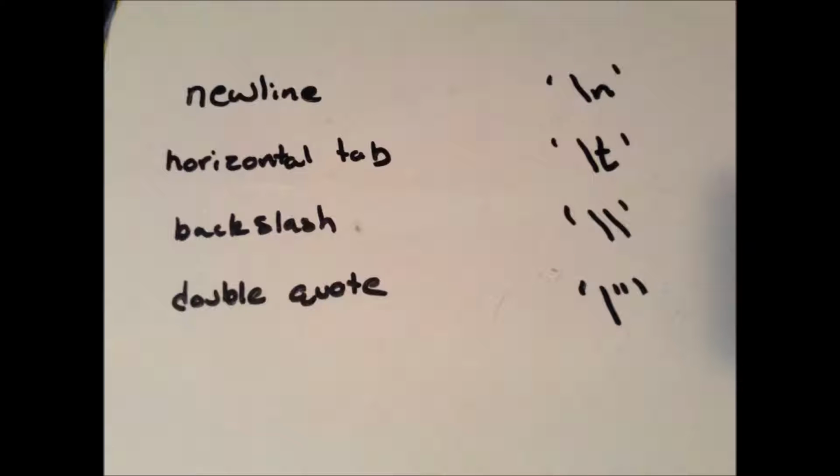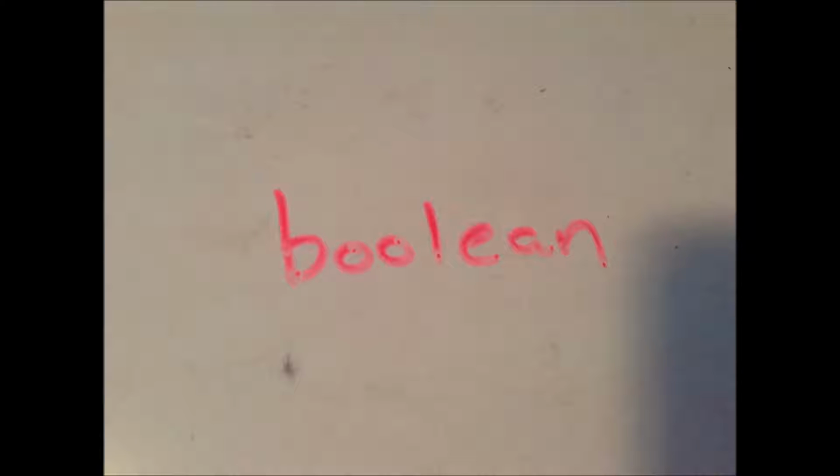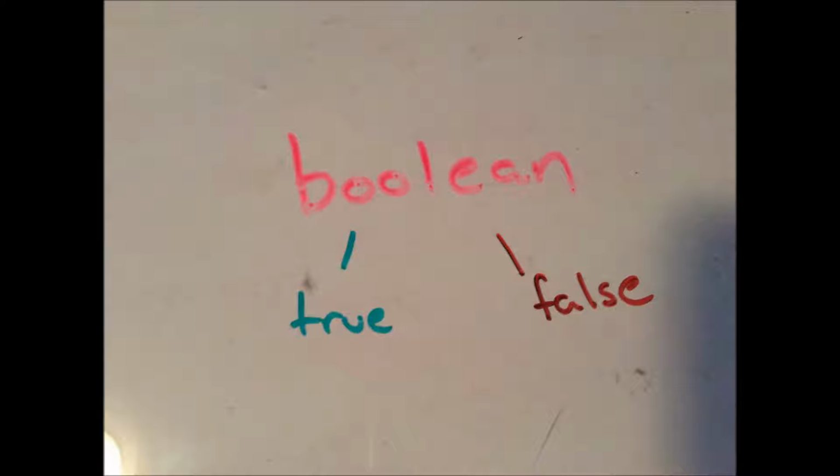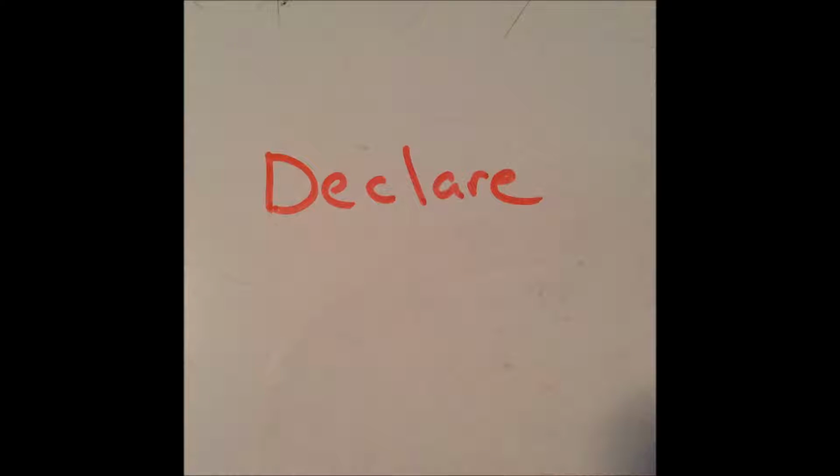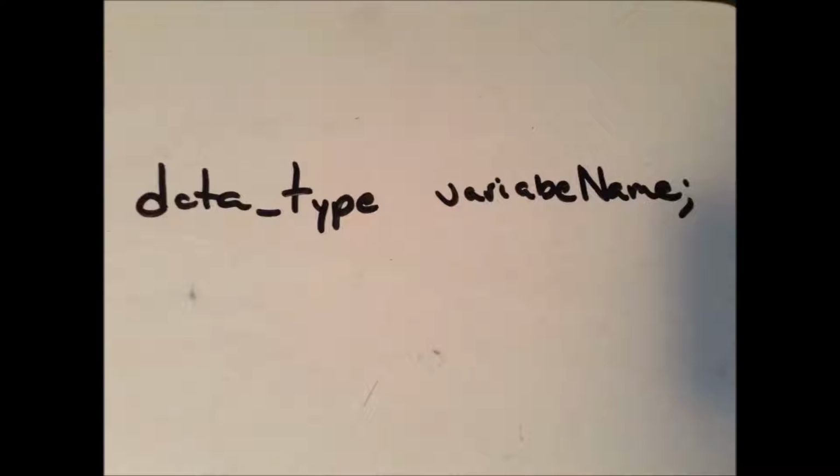The last primitive data type is type boolean. This is used to represent a single true-false value. A boolean value can only have 2 values. In a Java program, the reserved words true and false always refer to these boolean values. A variable must be declared before it can be initialized with a value. The general syntax of a variable declaration is data type, variable name, semicolon.